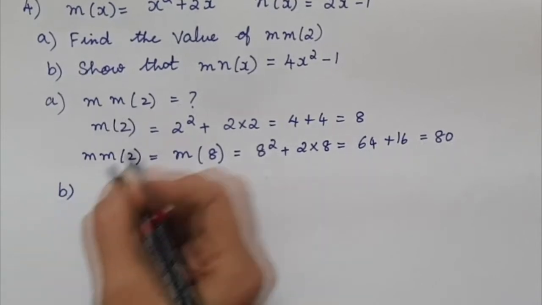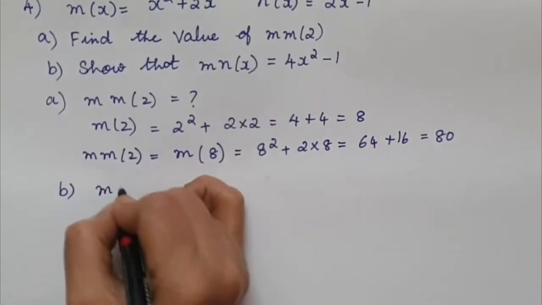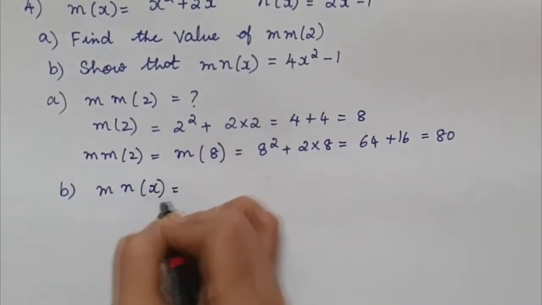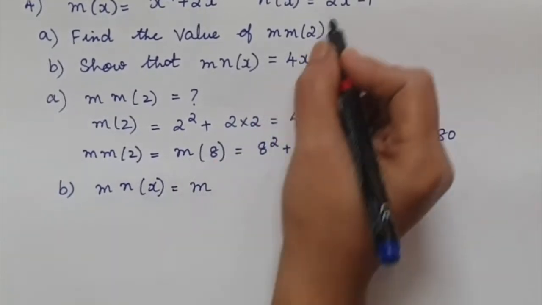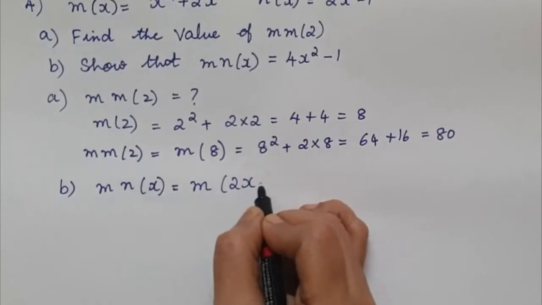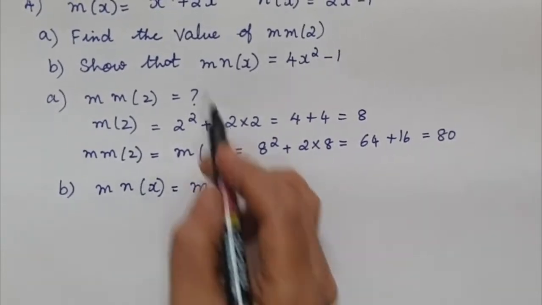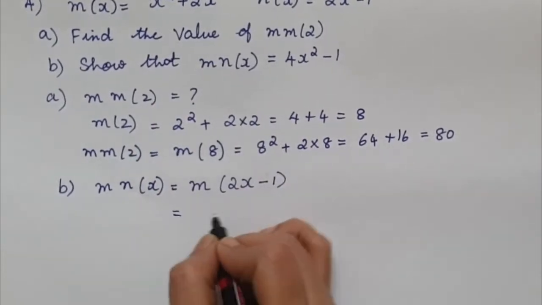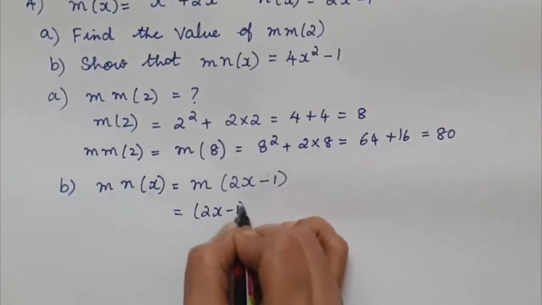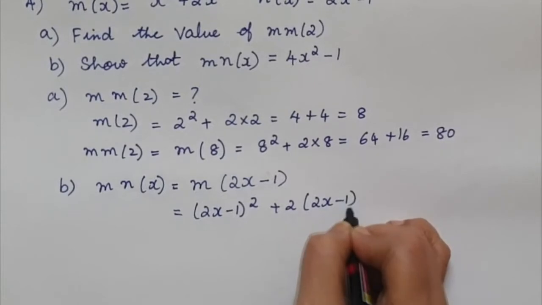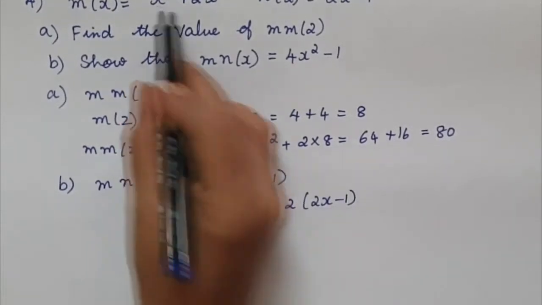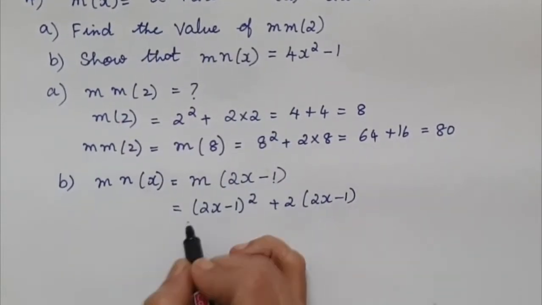Now our B part, we need to show this. So m n of x. Now when it is an x, we write the first alphabet as it is. N of x is this one. So it is 2x minus 1. Now replace it in m. So it will be (2x minus 1) the whole squared plus 2 into (2x minus 1). Wherever there is an x over here, we replace it by 2x minus 1.